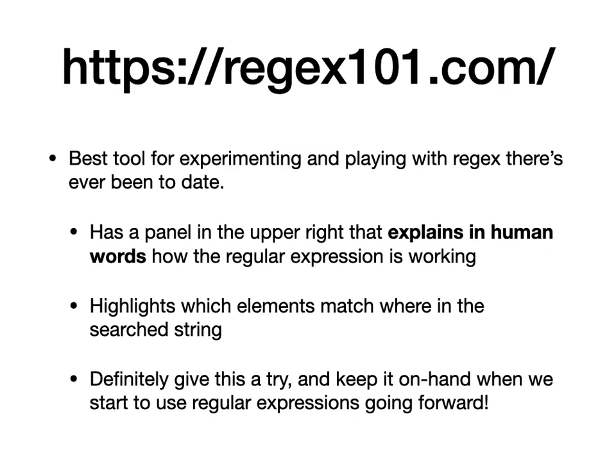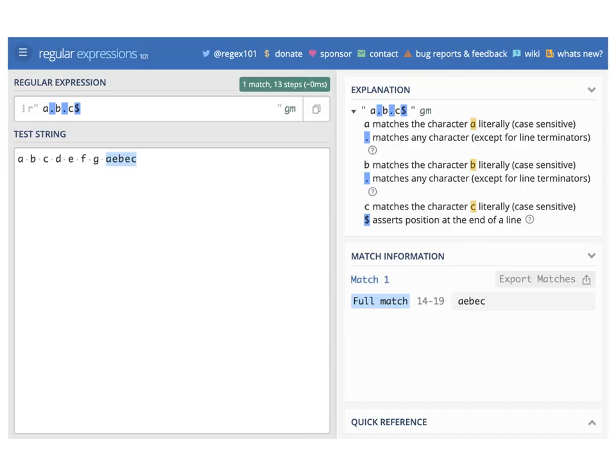Keep it on hand too. I'll even put it on my website when you start to use regular expressions going forward. So here's a clip of the website, an image. It's just really great. You can see how I've constructed this ABC match that must come at the end of the sentence. And we see A something, B something, C, that matched. It explains every bit of it. It's great. Just go play with it.